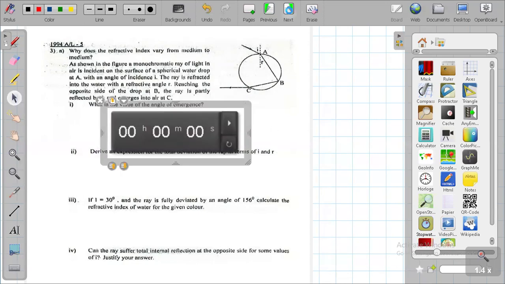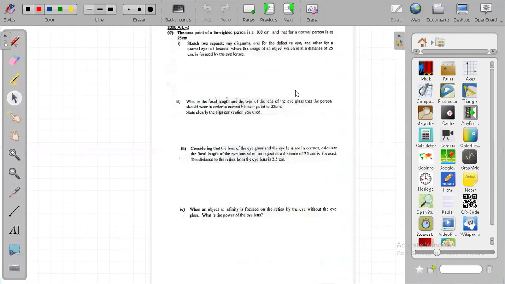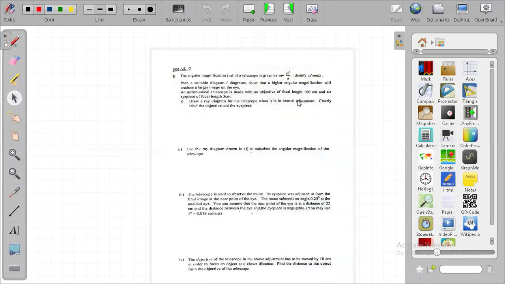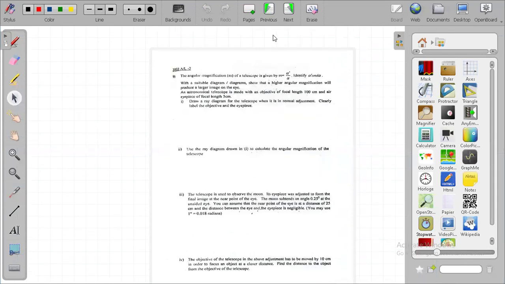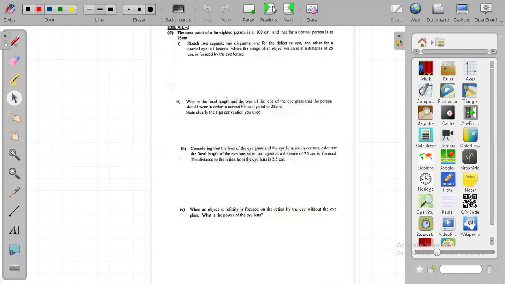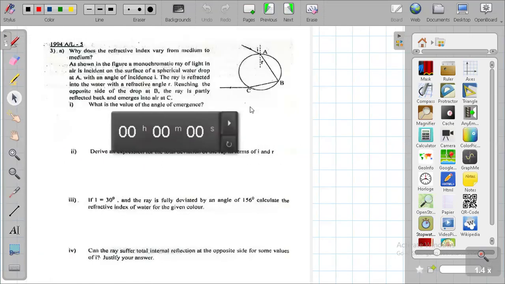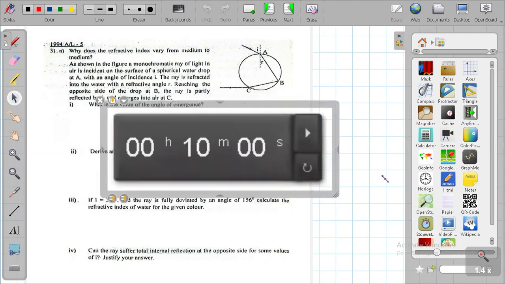After that, let's go for the eye question here. Let's maximally try to do this telescope. We have to do these questions very quickly. 10 minutes is the maximum for this question. 1994, very simple question. Only 10 minutes for you. Your timer starts now.